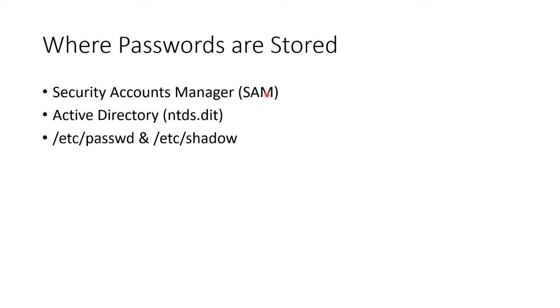You can find the SAM in Windows System32 config. You can find Active Directory in Windows System32 NTDS, I think. Well, it used to be where it is. You can find passwd and shadow in root in the etc directories. So these are your main things. Now, it is true that applications might have their own little password files, but these are the main targets.